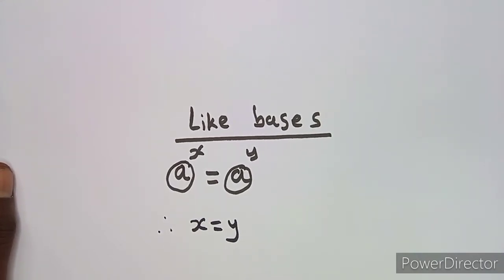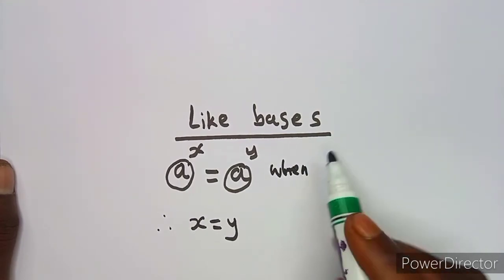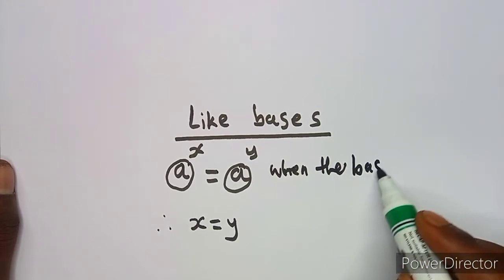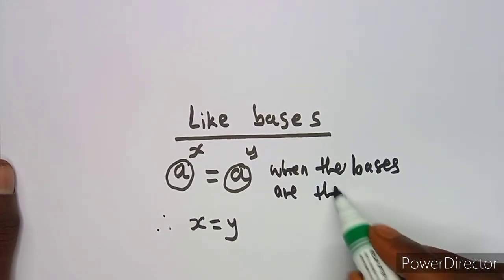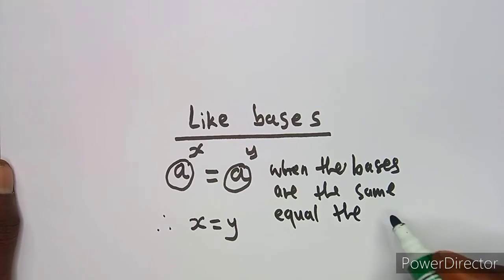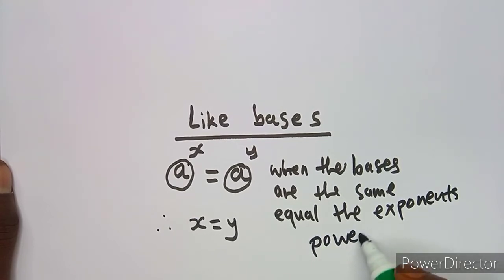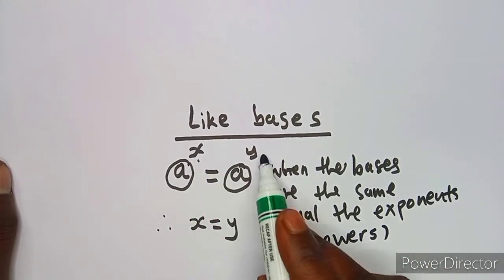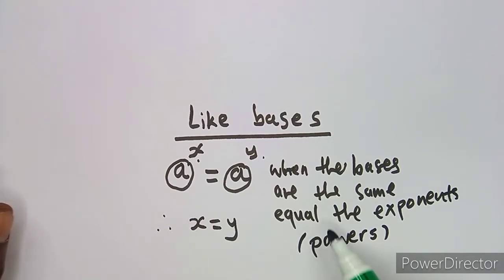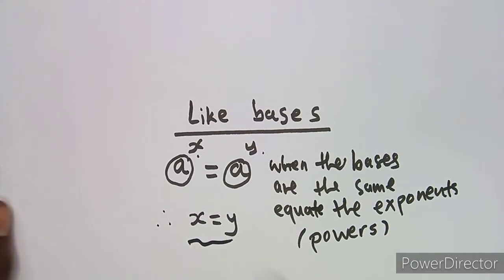So what does it mean? When the bases are the same, it means the exponents are the same. So we are saying that when the bases are the same, equate the exponents. These exponents, we are referring to the powers that we are given. We've got the power of x here and the power of y. You equate those whenever you are given a condition that the bases are the same. You equate the exponents or you equate the powers. So this can help us to solve a lot of questions.